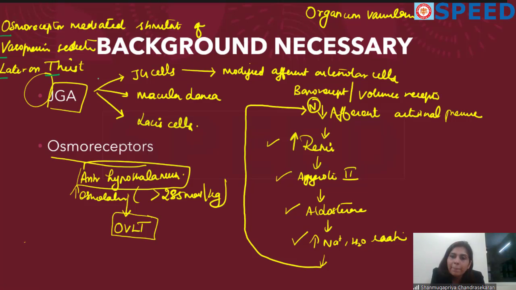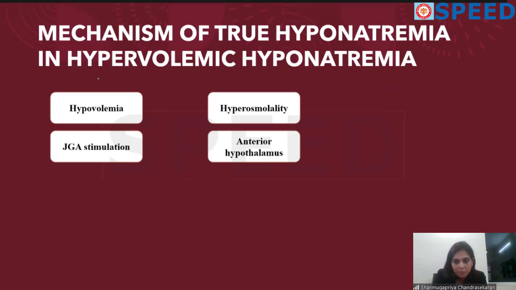Don't you want this to happen? Because when vasopressin is secreted, vasopressin causes water reabsorption, which corrects hyperosmolality. Then you feel thirsty, and when you feel thirsty, you drink water. That also arrests hyperosmolality. So these are the two things I want you to know to understand what happens in hypervolemic hyponatremia. What are the examples I gave you? Congestive cardiac failure, liver cirrhosis, nephrotic syndrome, chronic kidney disease.